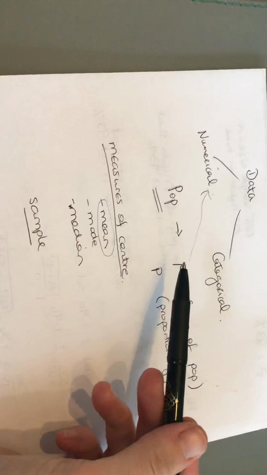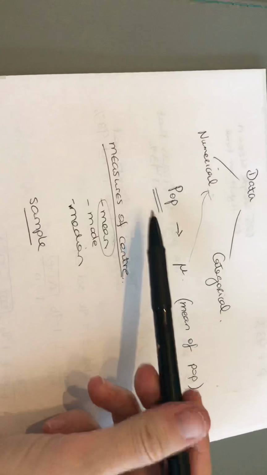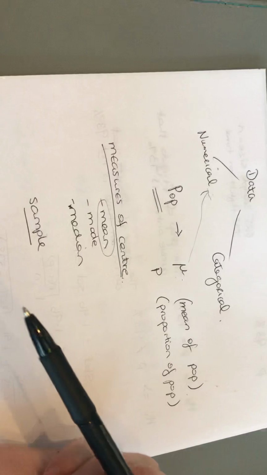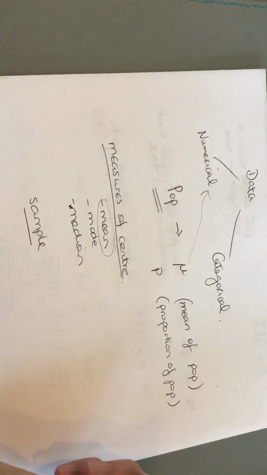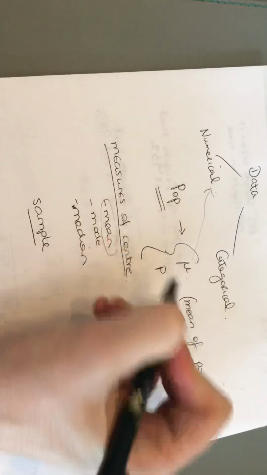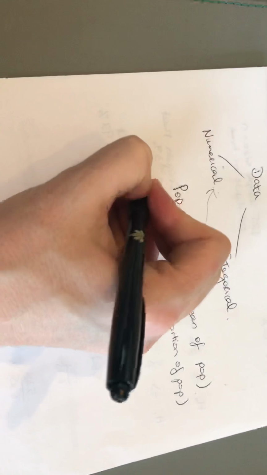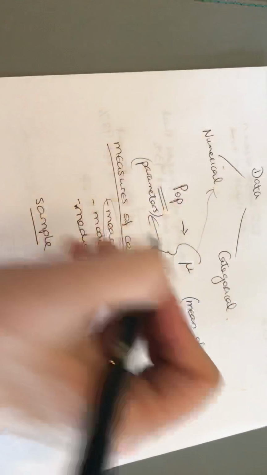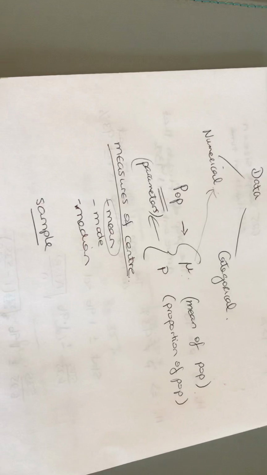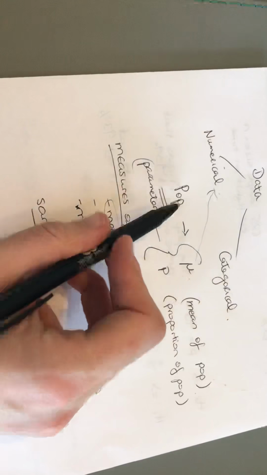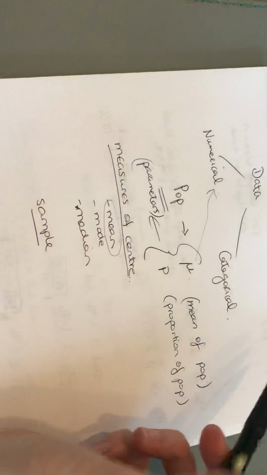So if we surveyed for numerical data the whole population, we would talk about the mean of the population. That would be the parameter. Actually, I was going to call it a statistic, but parameters. So these are usually the two parameters that we use when we're surveying the population.